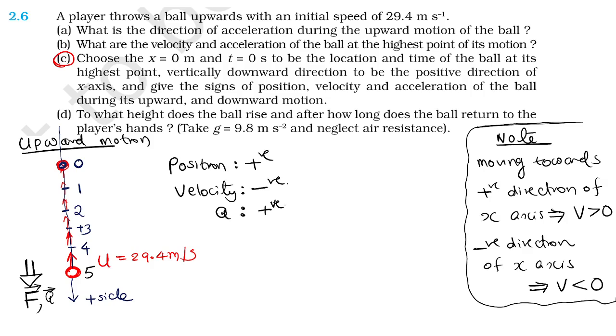The same technique applies for acceleration. For acceleration you think about the force, that is sufficient. Just look at the direction of the force. The force is towards the positive direction of the x-axis, hence acceleration is towards the positive direction of the x-axis. Acceleration is positive, okay? So the first part, upward motion, is over.